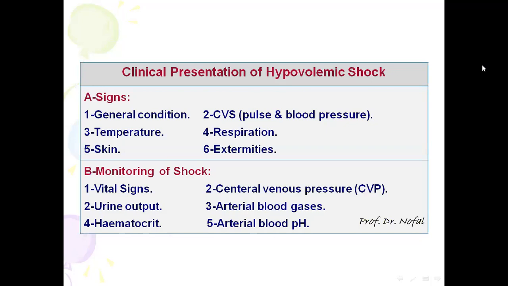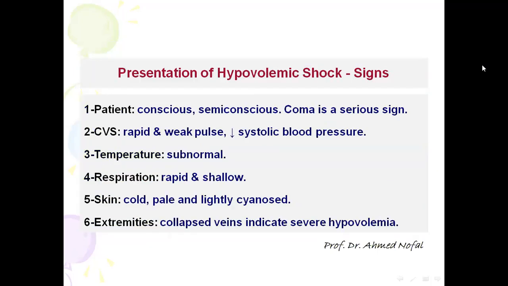The clinical presentation of hypovolemic shock will include the signs and monitoring of shock. The patient is initially conscious, then semi-conscious, and if coma occurs, this is a serious sign. The pulse is rapid and weak. There is hypotension, and temperature is subnormal. There is rapid and shallow respiration. The skin is cold, pale, and lightly cyanosed, and collapsed peripheral veins indicate severe hypovolemia.